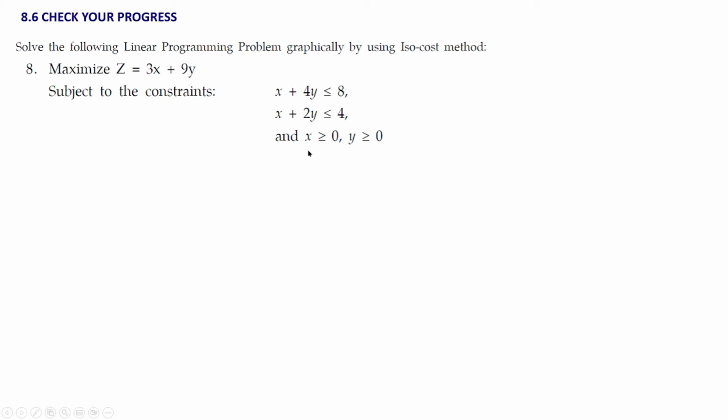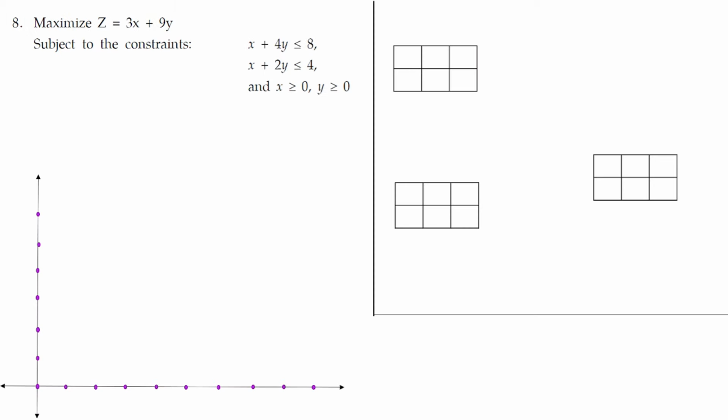If the feasible region is bounded, then the maximum or the minimum value of z will occur at one of the corner points. Here we have maximize z is equal to 3x plus 9y. Since this is a case of maximizing the objective function, we have to draw the isoprofit lines and we have to choose that line which is farthest from the origin as the line which maximizes z. Now let us proceed with this problem. First we have to find the feasible region, that is the region which satisfies all these constraints.